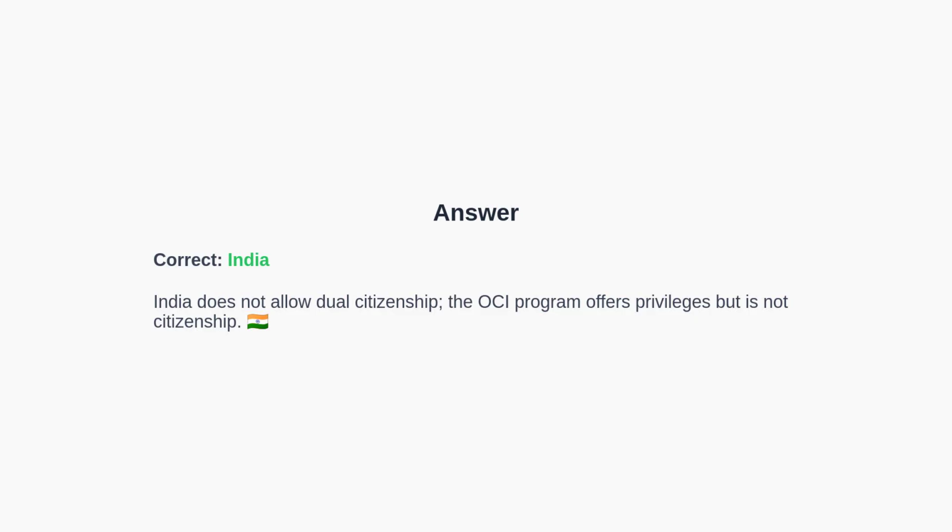The correct answer is India. India does not permit dual citizenship. The Overseas Citizen of India program provides certain privileges but does not confer citizenship. With those fundamentals clarified, let's recap the big ideas and wrap up.